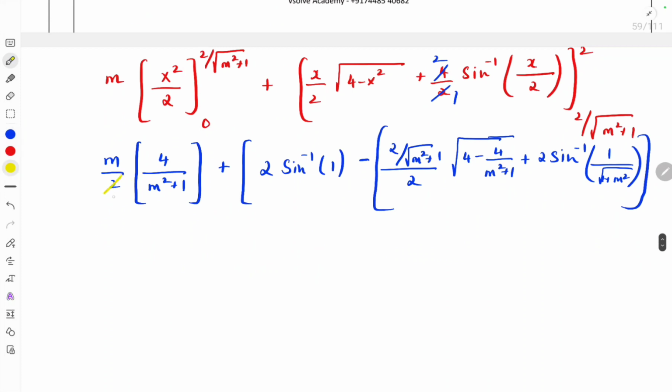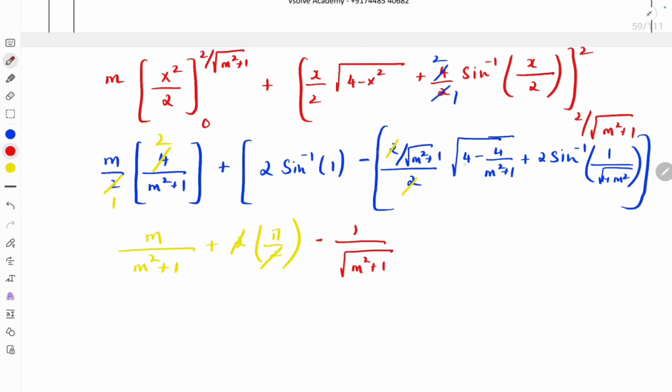So after this I can cancel 2 1s are 2, 2s are 4, so here it will be m divided by m square plus 1, so plus, this is nothing but 2 sine inverse 1 is pi by 2, so this 2 and this 2 will get cancelled, and here this 2 and this 2 will get cancelled, so it will be minus of, I have to multiply this, so minus 1 divided by root of 1 plus m square or m square plus 1.